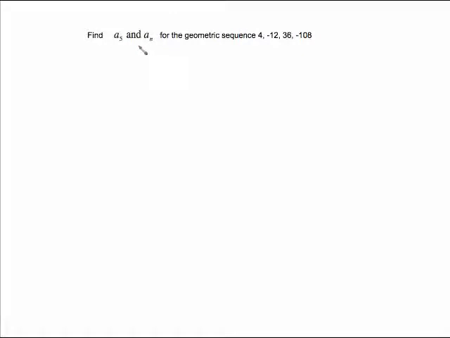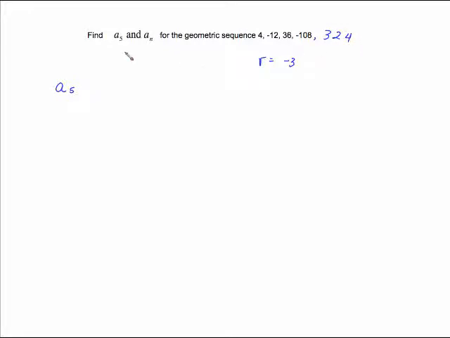Find a sub 5 and a sub n for this information. Before we start working, let's see if we can figure out the common ratio. The common ratio here is -3, because 4 times -3 is -12, -3 times -12 is 36, and so on. To find a sub 5, because I've already got the first 4 terms, I would just multiply by -3 one more time, which gives me +324.